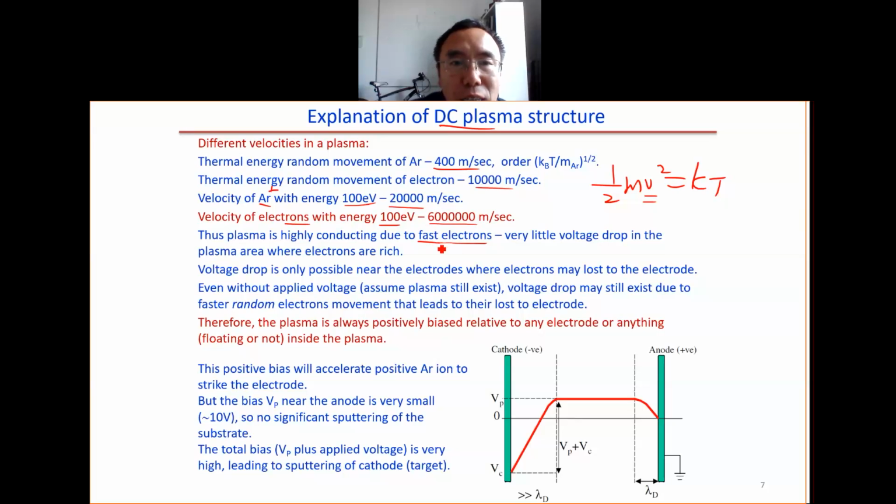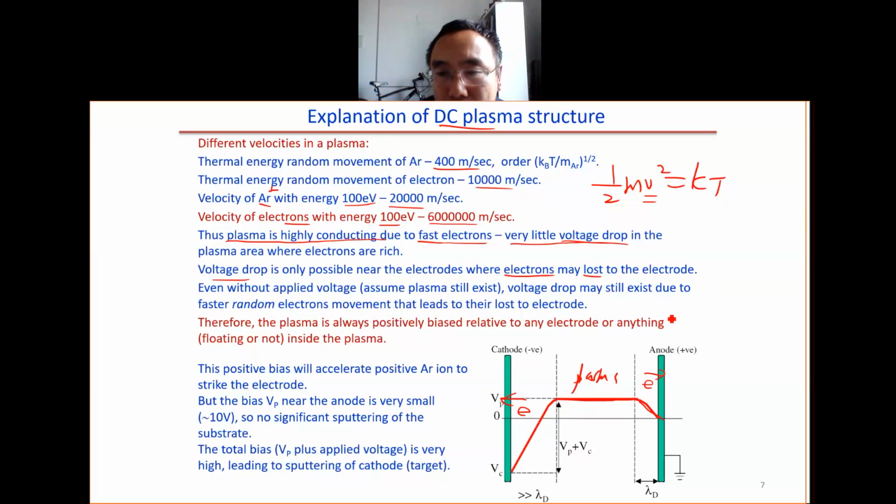Because electrons move so fast, the plasma is highly conducting. You can see here, this is the plasma, and it is flat. There's no voltage drop in the main plasma because it is very, very conductive. There is voltage drop only when electrons get lost. Electrons here get lost to the cathode, and electrons here get lost to the anode. So there is not much electron here and not much electron here. So we have the voltage drop here and we have the voltage drop here.